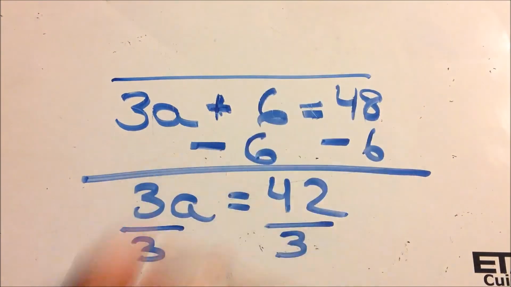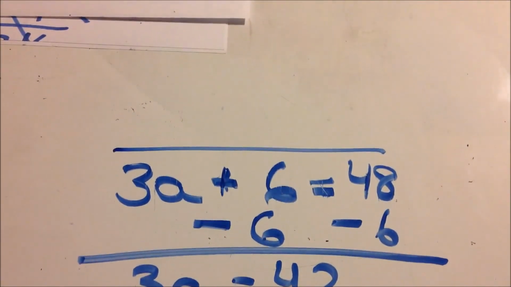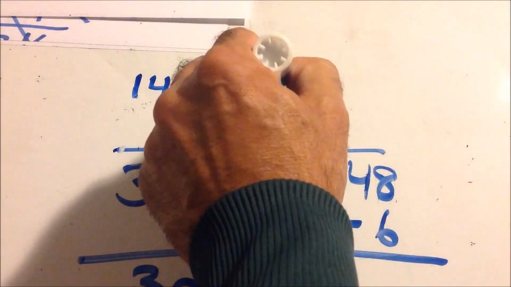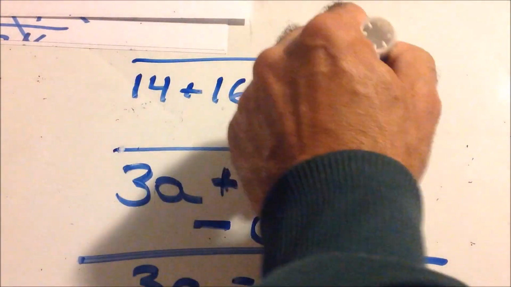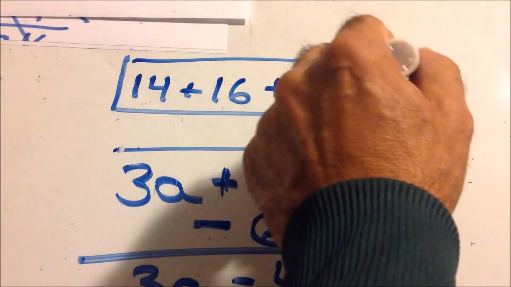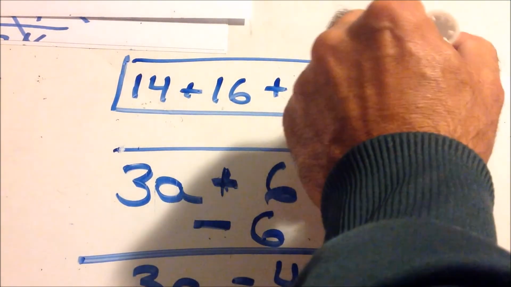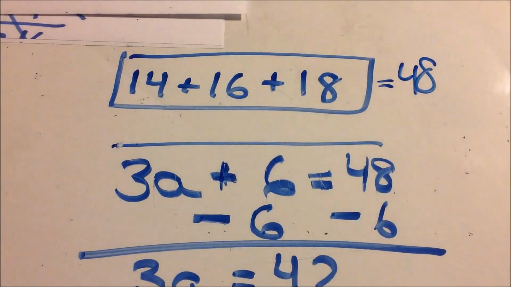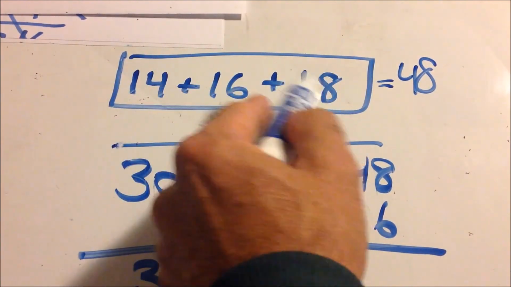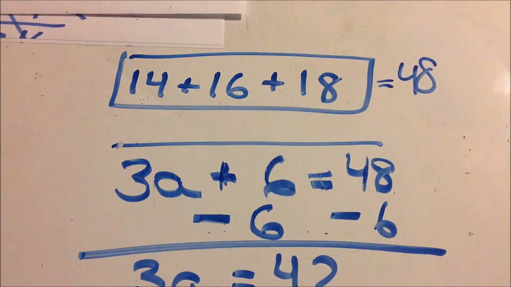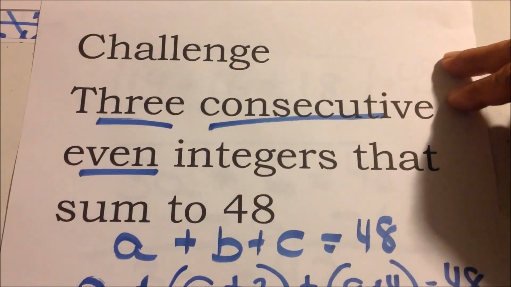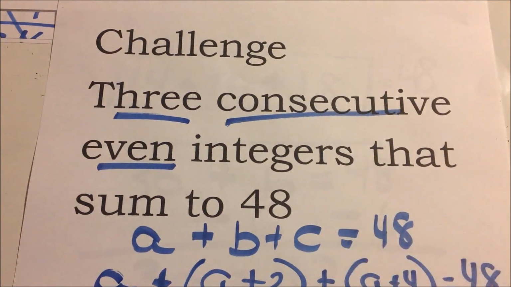So we know that A is 14, B has to be 16 because it's 2 more, and C has to be 18. So 14 plus 16 plus 18 have to sum to 48. If they don't, we didn't do it right. So here we have 14 plus 16 plus 18. If you add them together, you'll get 48. So that's how we do this challenge question, 3 consecutive even integers that sum to 48. Great job.